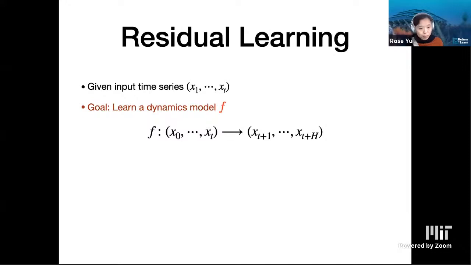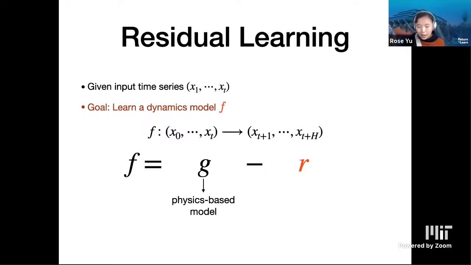But we may have some partial knowledge of this dynamics model that can be represented as differential equations. So the idea of residual learning is to decompose this function into 2 parts, where function g can be based off some physics model that is governed by differential equations, and the residual model can be learned from data. In some sense, we're using a deep learning or machine learning model to learn the correction terms of the physics-based model. When we combine them together, we're learning the residual of the ground truth dynamics from the physics-based models.